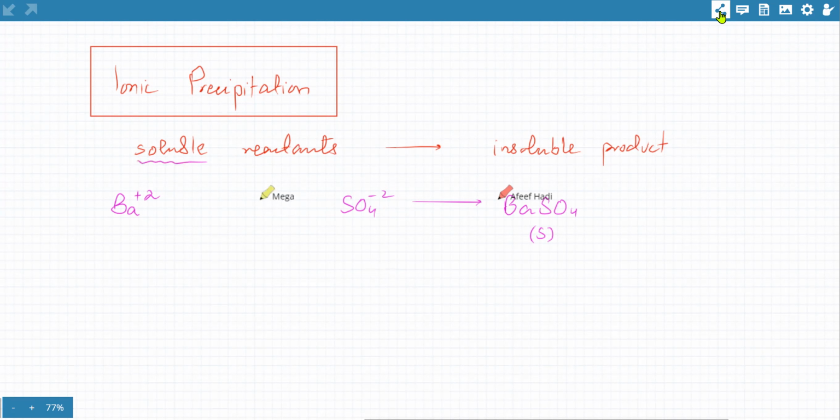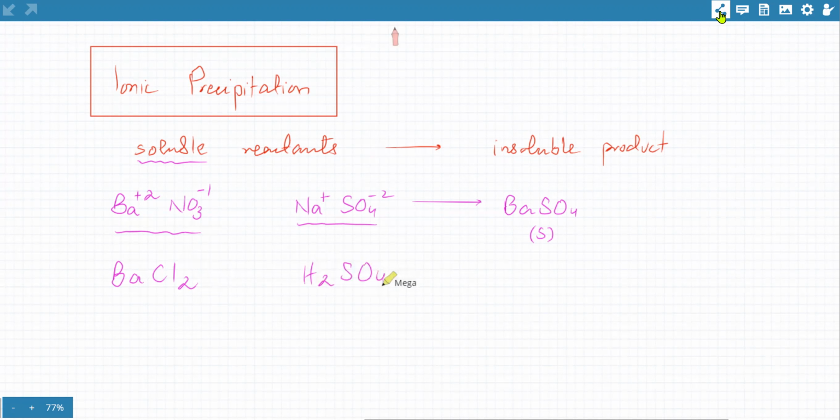Now, for barium ions, you can think of barium nitrate, right? The other one should contain sulfate ions. Think of sodium sulfate. Now, it's not just these two. You could think of many other reactants, like barium chloride. That's also a barium compound that is soluble. And for sulfate, you can think of H2SO4, right? It has sulfate in it and it's soluble.